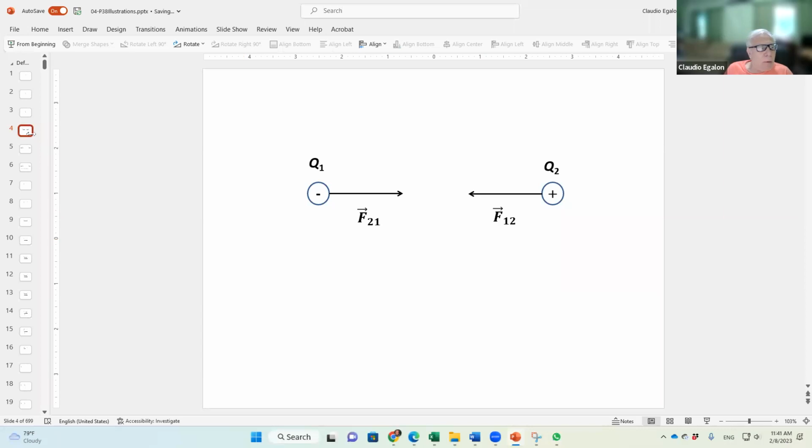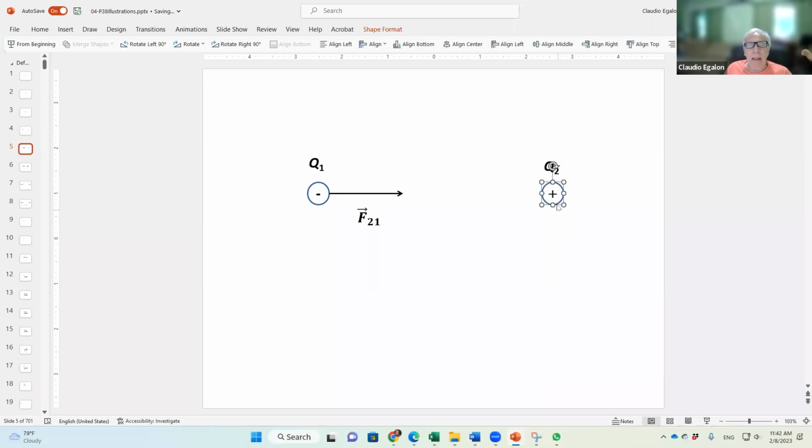I'm going to do even better than that. I'm going to do it by steps right now. I'm going to isolate charge number 1 as though charge number 2 is not there. I'm going to put charge number 1 and charge number 2 next to each other, like that. And I want to find out what are the forces that act on charge number 1 alone, just like we did with our free body diagram in mechanics, right?